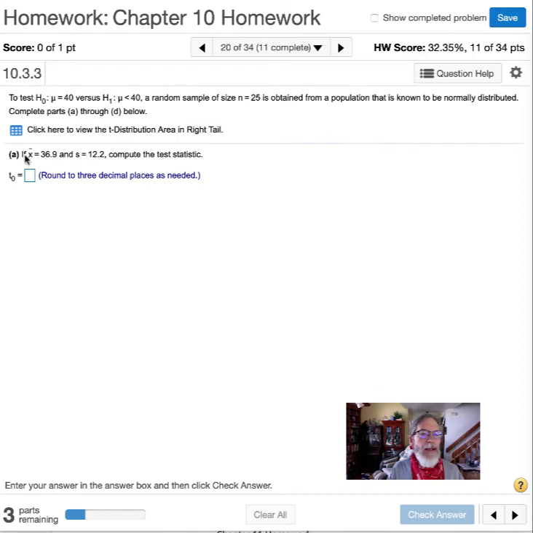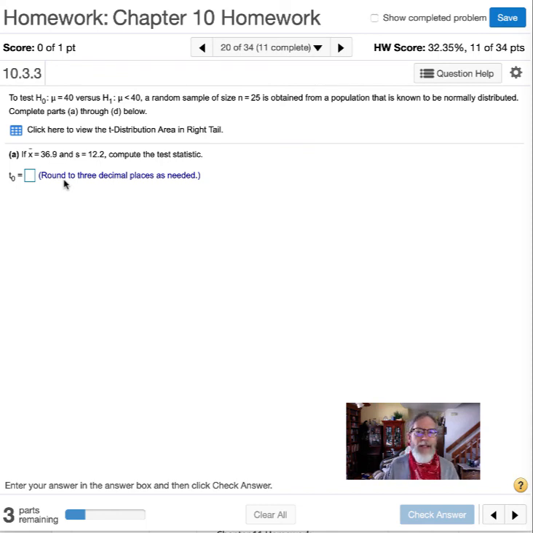When this sample was run, X bar was 36.9. Ooh, that is less than 40. Is that enough less that we can say there's some significance to it? S, the sample standard deviation, is 12.2. So they want the test statistic. The first thing I'm going to do is run this on my calculator, because I'm not going to do this stuff by hand.